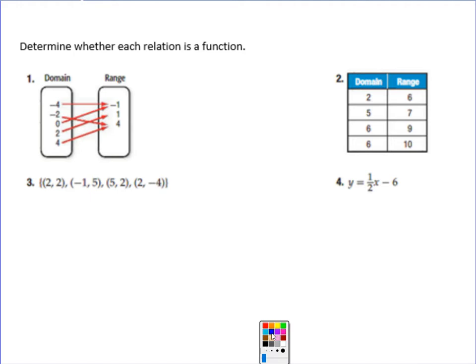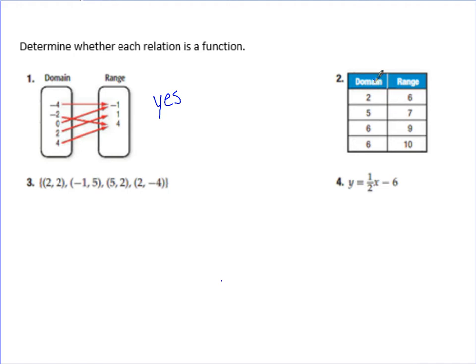Alright, the first thing we have here is a mapping. And see, -4 only has 1 arrow, -2 only has 1 arrow, 0 only has 1 arrow, 2 only has 1 arrow, and 4 only has 1 arrow. So yes, this is a function because each x value only has 1 arrow pointing to a y value. Now, if you look at the y values, there are 2 arrows pointing to -1, and there are 2 arrows pointing to 4. That is okay. Y values are allowed to be repeated in a function, alright, but x values cannot be repeated.